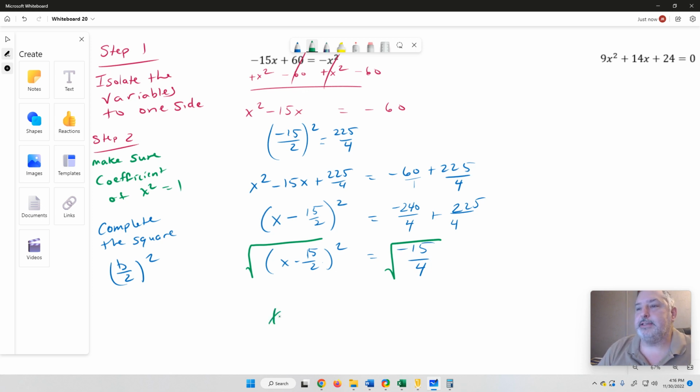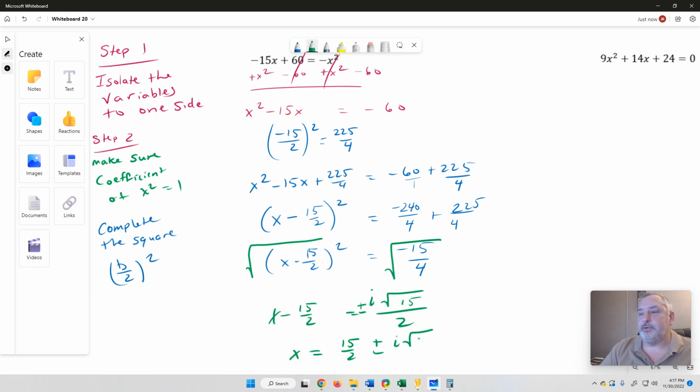So this will be x minus 15 over 2 equals the square root of, and I'm going to put i outside because that's the square root of negative 1, 15 over 2, and this will be a plus or minus. So my final answer here will be x equals 15 over 2, because I add this to both sides, plus or minus the square root of i times the square root of 15 divided by 2. So that's the process of completing the square.